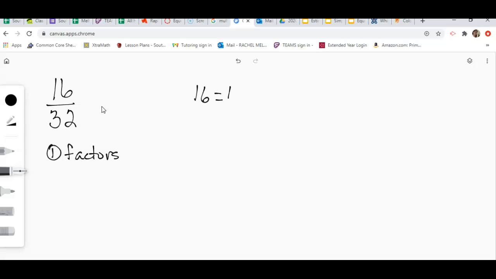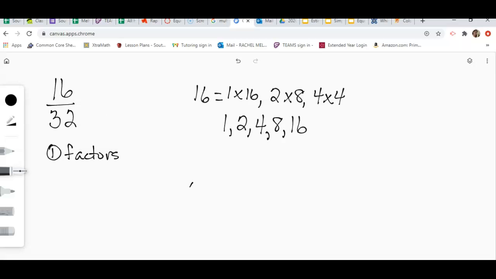So I know that I have 1 times 16. I also have 2 times 8. And I have 4 times 4, which makes 16. I like to write them in order from least to greatest. So those are the factors of 16. Now I find the factors of 32.